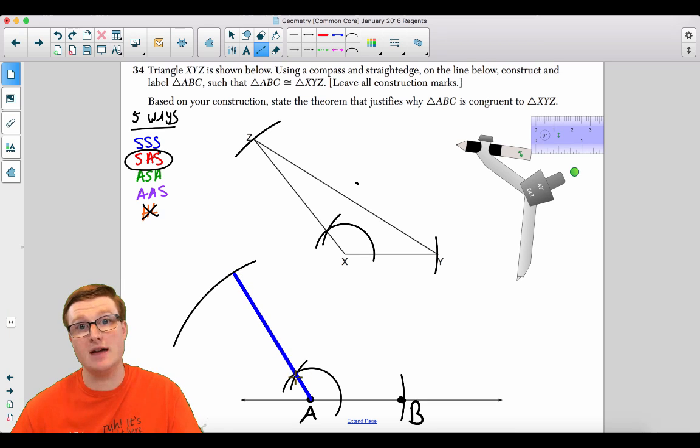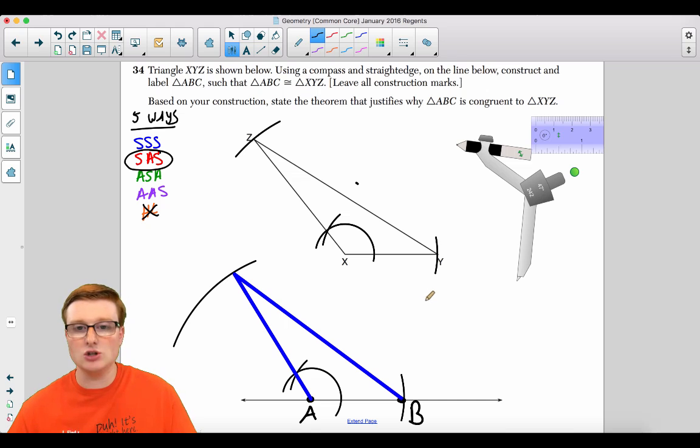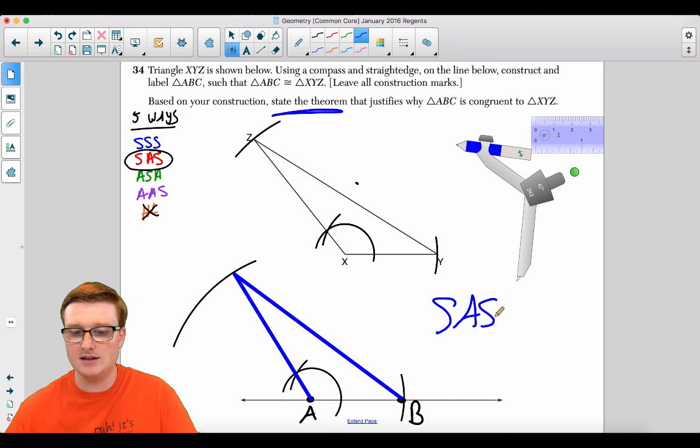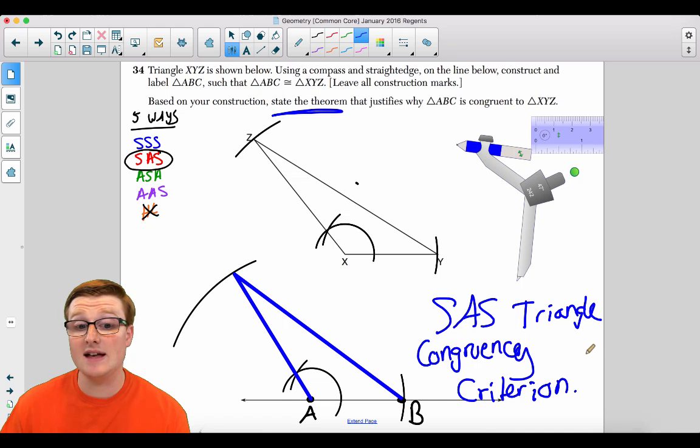And it has to pass through that intersection point. Then I'm just going to take this point up here and draw it all the way down to point B. And look at that. These two triangles are congruent, and you have to specifically state the theorem. And I said the side angle side triangle congruency criterion or theorem. All right, and that is how you do that construction, and that's on the computer.